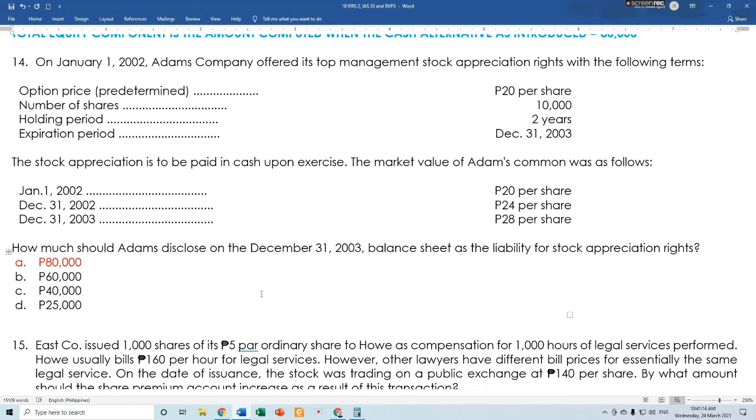Okay, so for number 14, ang tinatanong sa atin, how much should Adams disclose on the December 31, 2023 balance sheet as the liability for stock appreciation rights? So, madali lang naman to.